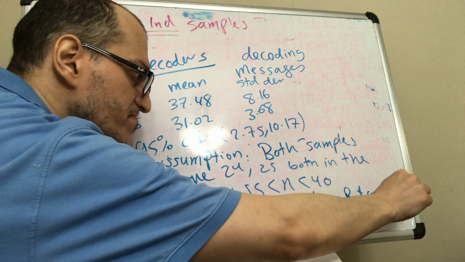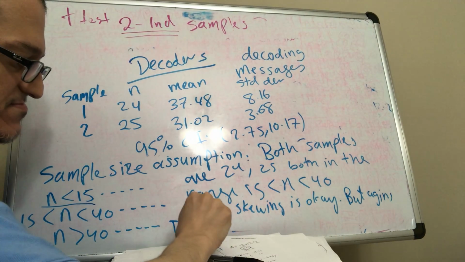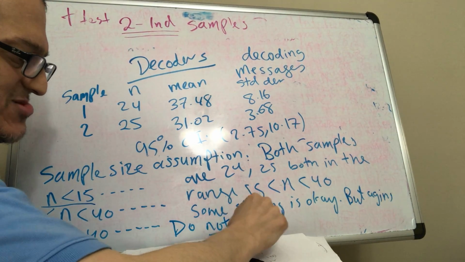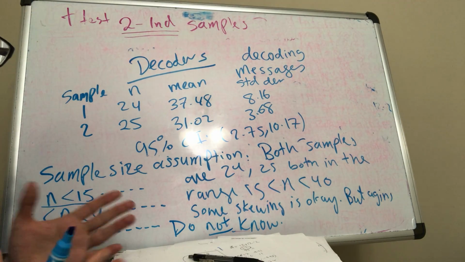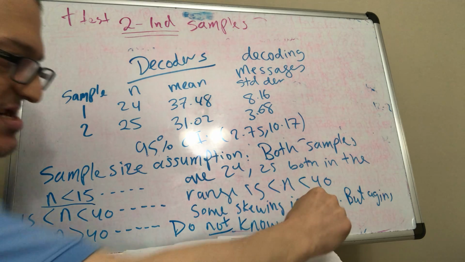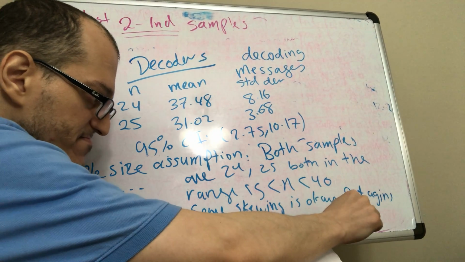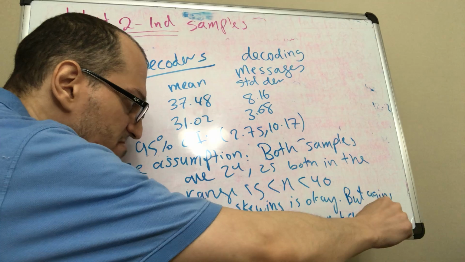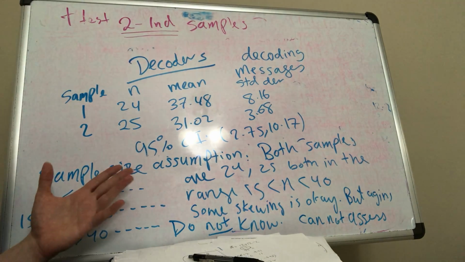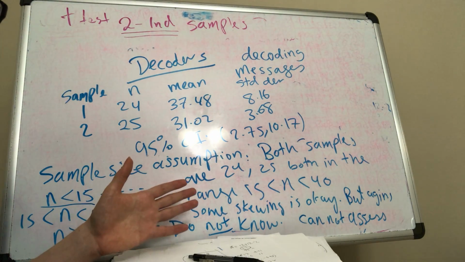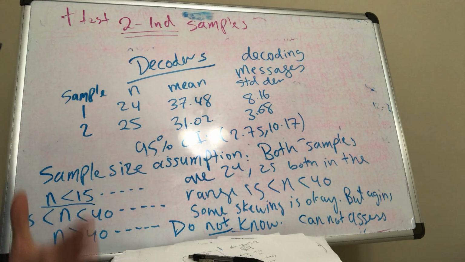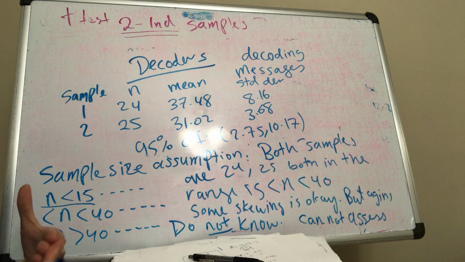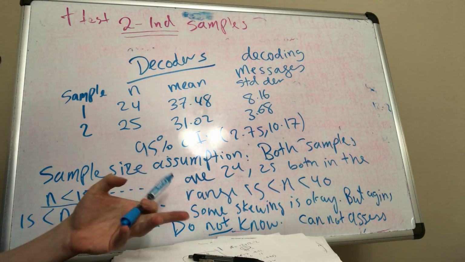But again, we don't know. The question doesn't mention whether you're a little bit skewed or not, so we don't know. Cannot assess. So you can't really say here that the assumption is met, and you can't say that it's not met. You can only mention that, well, we can't really do anything at this point because we need more information. So you just leave it as that.